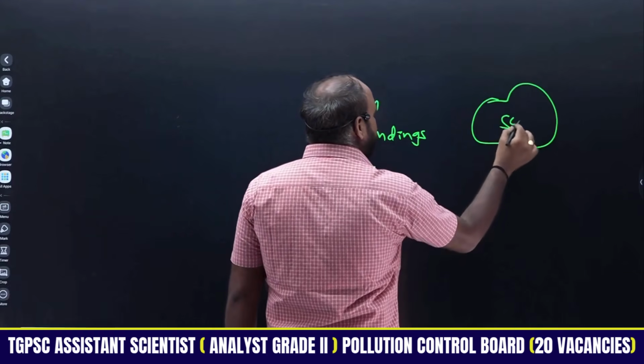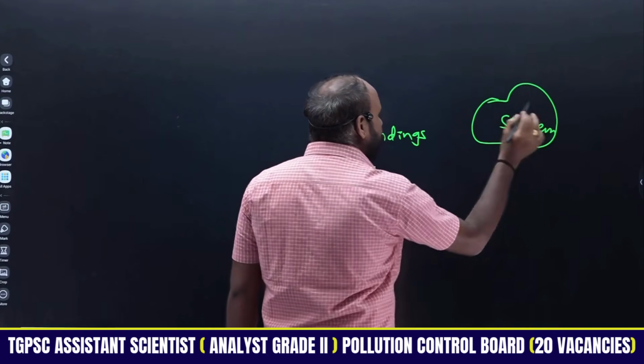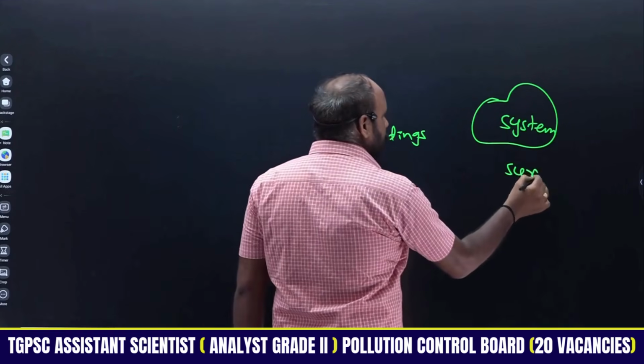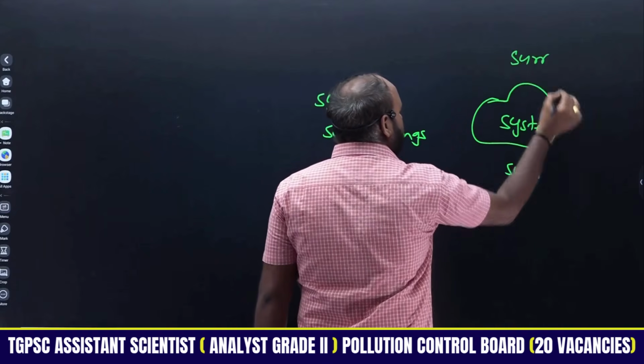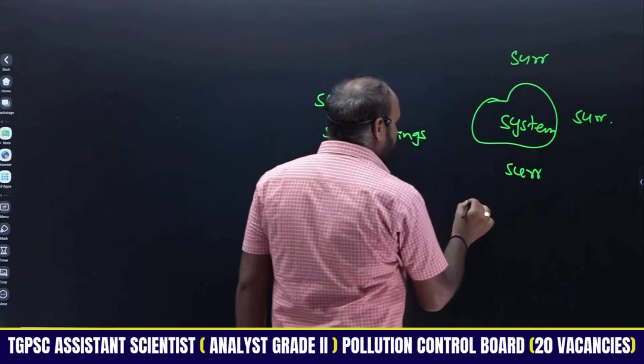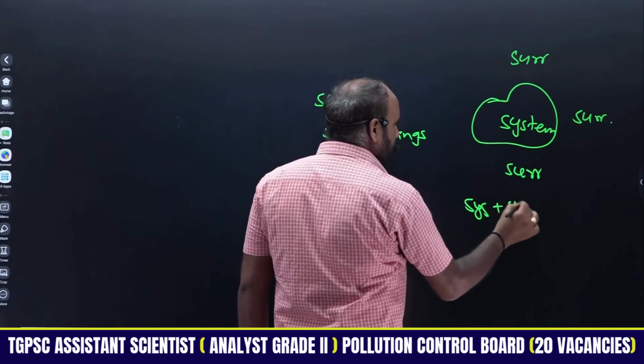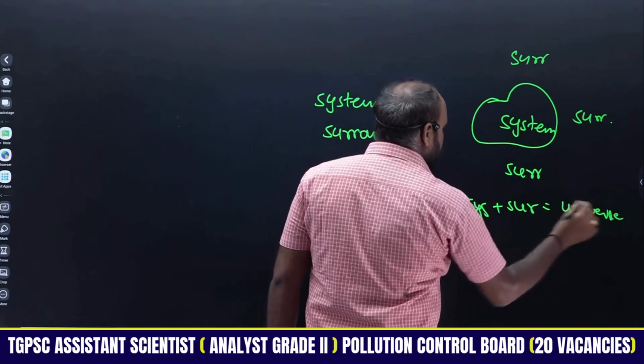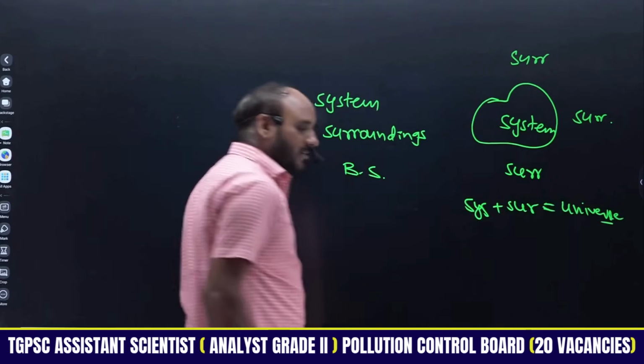Any specified portion which is under our observation is called the system. The rest of the part is known as the surroundings. System plus surroundings will be the universe, right?